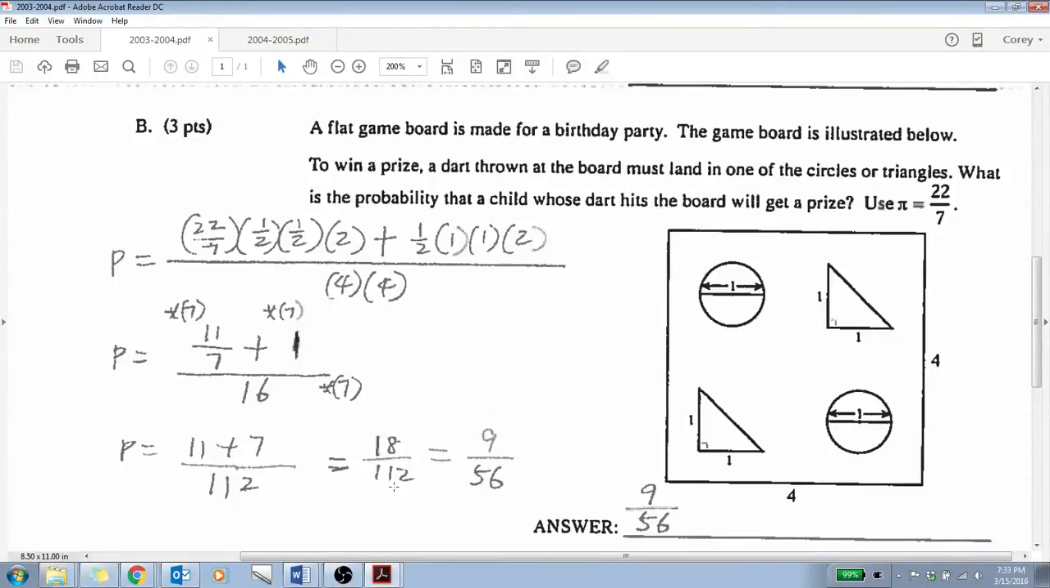A flat game board is made for a birthday party. The game board is illustrated below. To win a prize, a dart thrown at the board must land in one of the circles or triangles. What is the probability that a child whose dart hits the board will get a prize? Use pi equals 22 over 7.